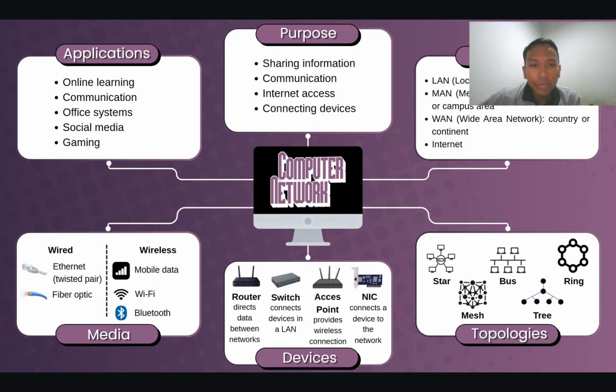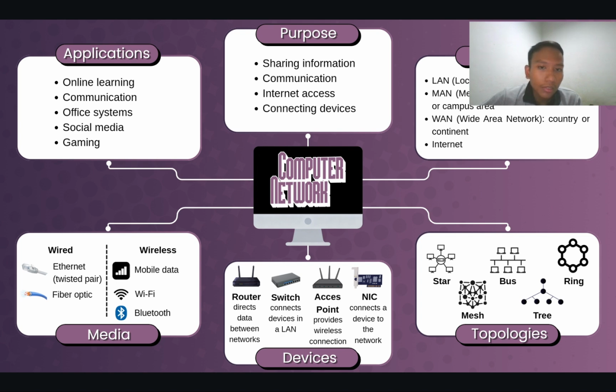The next one is devices that are commonly used in computer network. The first one is the router. A router is used to direct data between networks. There is a switch to connect devices in a LAN, local area network. The third is the access point, to provide a wireless connection. And the last one is the NIC, to connect a device to the network.